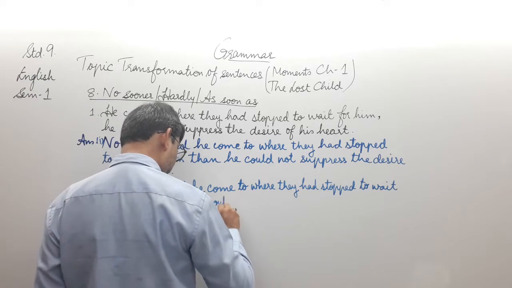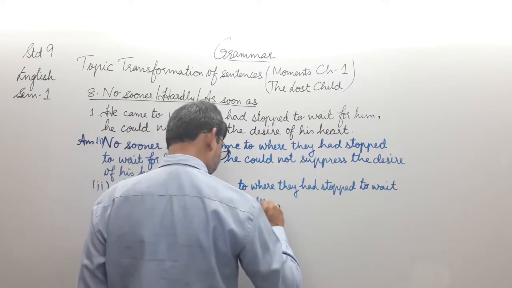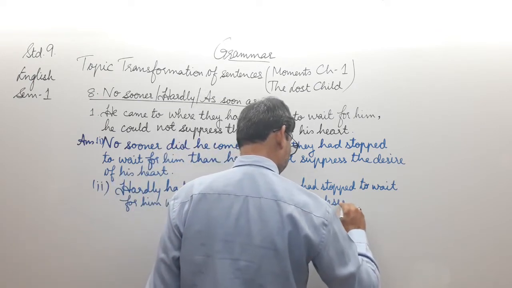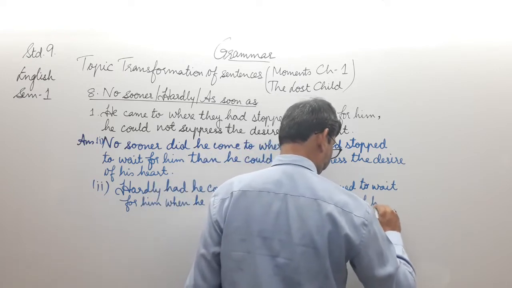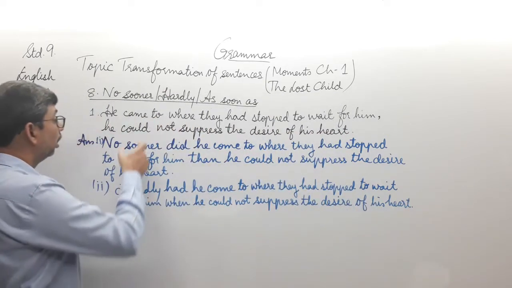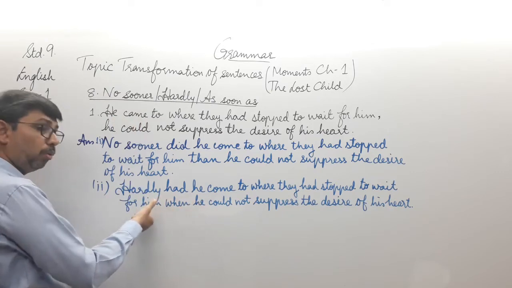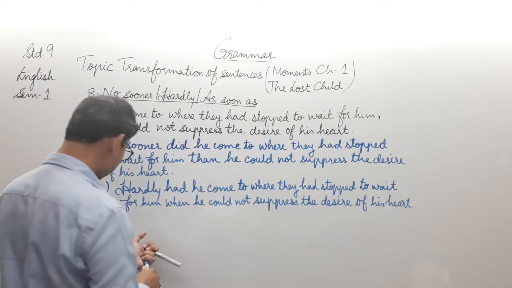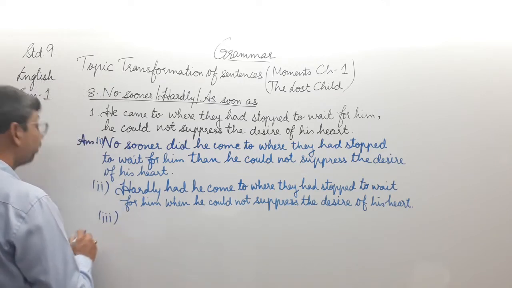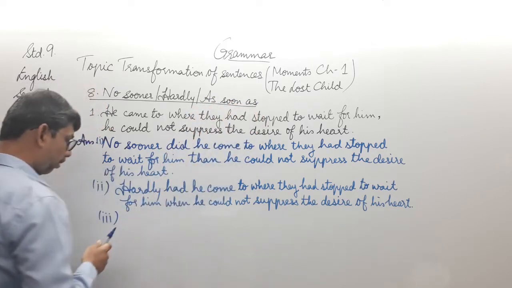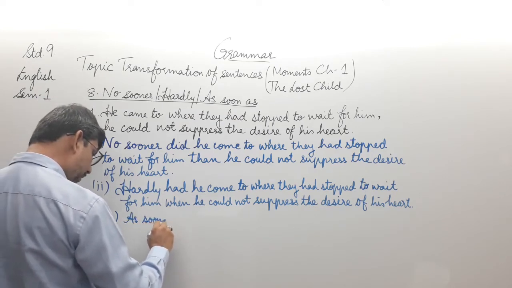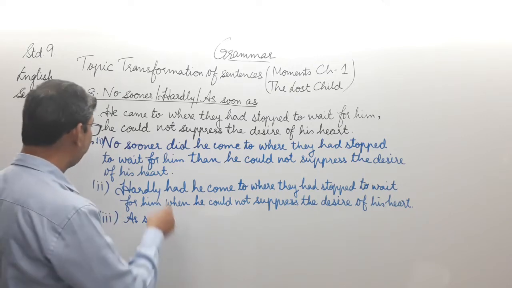When he could not suppress the desire of his heart. So in this manner we have successfully transformed the given sentence into hardly when. That is how we write it. Well, the next one, with the use of the word as soon as. So we'll be making use of this comparative form, as soon as, and then writing as soon as. That is the third way of transforming the given sentence.